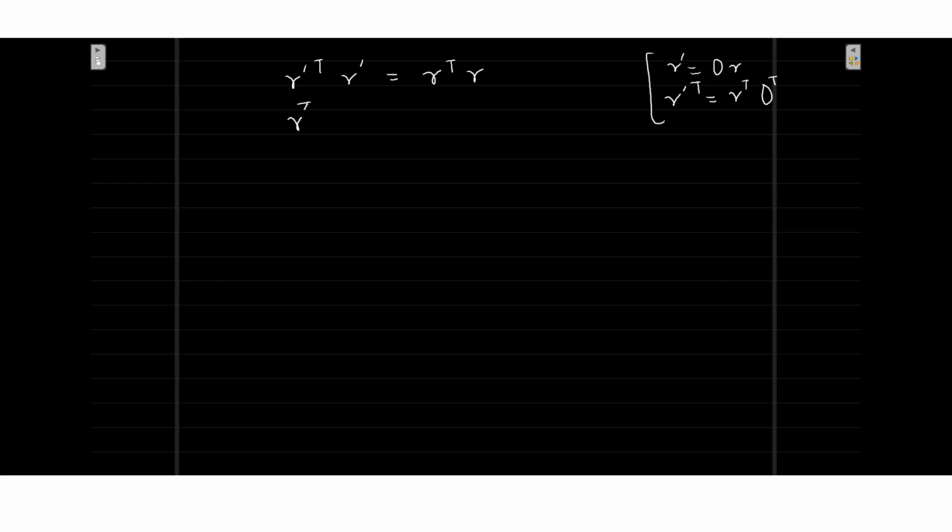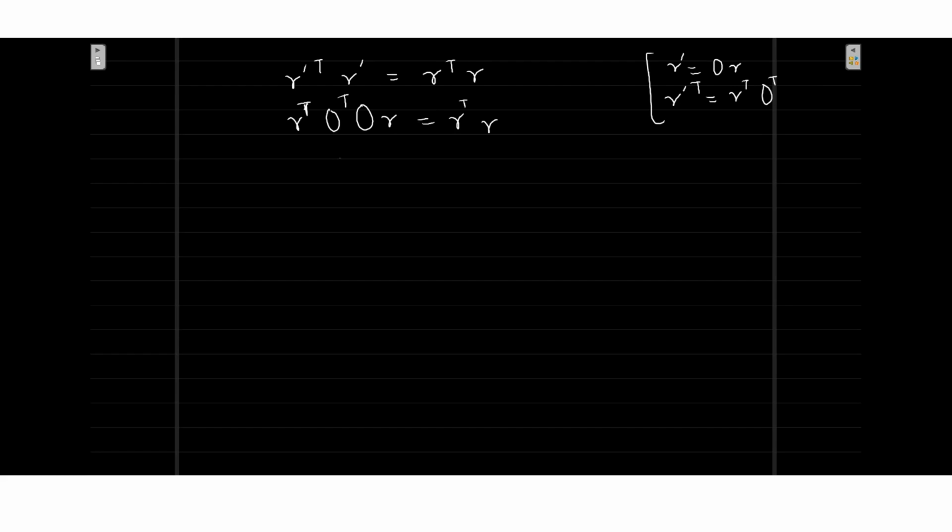So I have to write R T O T. And what is R prime? O times R, which is equal to R T times R. Now do you see something coming up? There is a constraint which is coming on O.